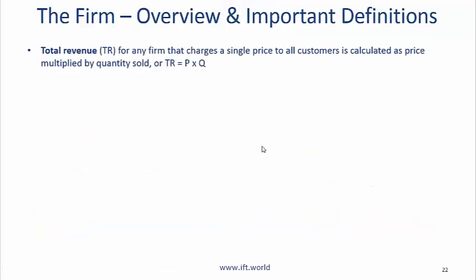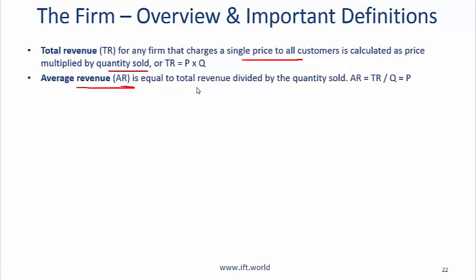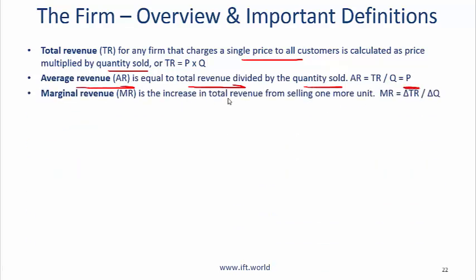All right, now let's look at some definitions. Total revenue for any firm that charges a single price to all customers is calculated as price multiplied by quantity sold. The average revenue is equal to total revenue divided by quantity sold, and this would also be the price. Marginal revenue is the increase in total revenue from selling one more unit, and the calculation is the change in total revenue divided by change in quantity.